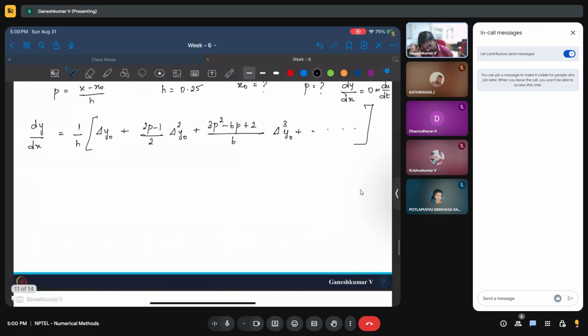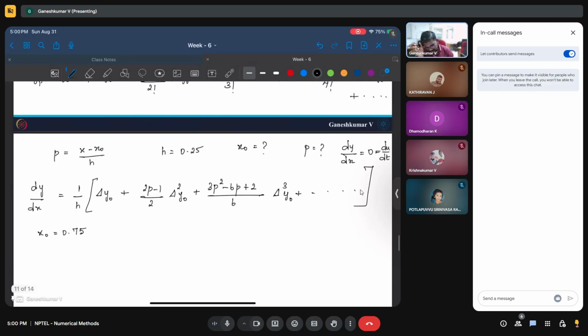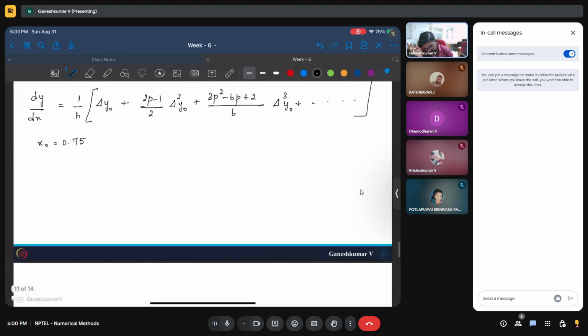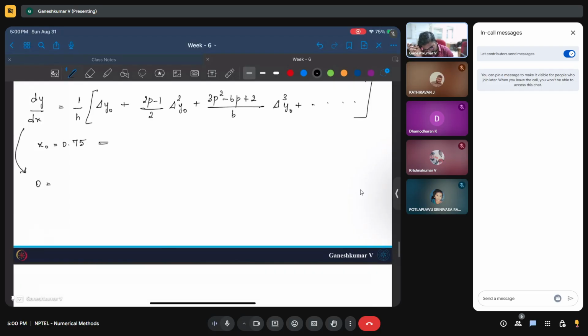If it is not clear right now, while finding the value of p, you will be able to see that clearly. So here, if you take x naught as 0.75, you will know delta y, delta square y, and delta cube y naught. Let's substitute it. This will make p to be -1 less than p less than 0, because we know from 0.5 to 0.75 there is some change happening.